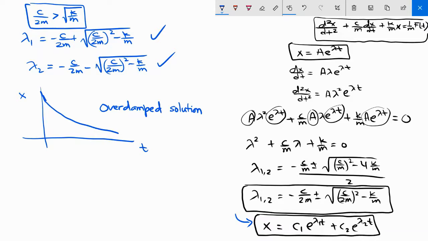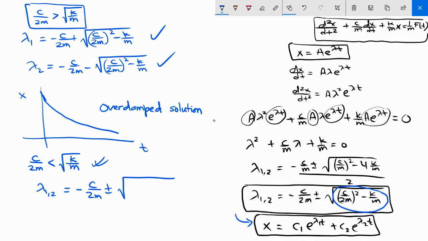Okay, now let's imagine second scenario in which c over 2m is less than square root of k over m. Now what will happen to this when c over 2m is less than square root of k over m? In that case, we will get a negative quantity under the square root. Okay, so let's rewrite lambda 1 and lambda 2 for this scenario. Lambda 1 and lambda 2 can now be written as minus c over 2m plus minus square root of, I'll take negative 1 as the common factor, and we have k over m minus (c over 2m) square.